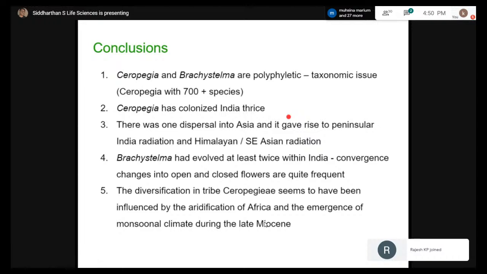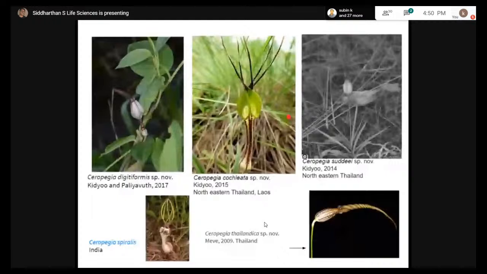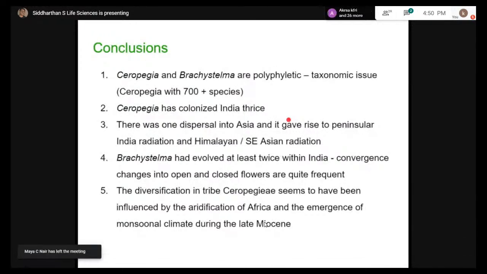And with respect to India, there are three colonizations into India. The two other species have not given rise to new species. They are still widespread, but they have not given rise to new species. There is one dispersal into Asia, and that's the same ancestor for the Southeast Asian radiation as well. Brachystelma has evolved twice in India, as I mentioned, the climbing form, and the northwestern Ghats form is totally different. Even within India, there are two lineages of Brachystelma. And the diversification of Serrapegia, including Brachystelma, has been driven by the intensification of the monsoon. That's what we inferred from our study.